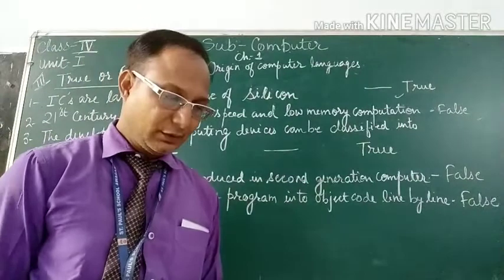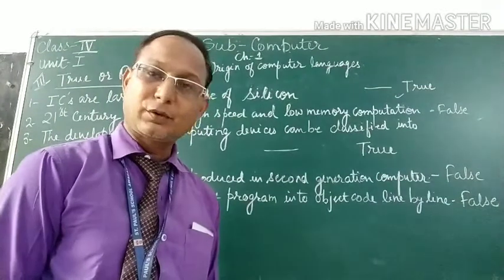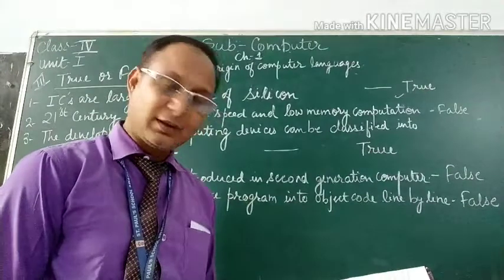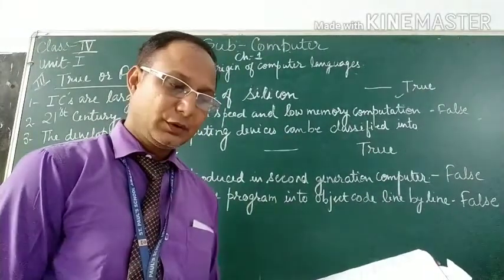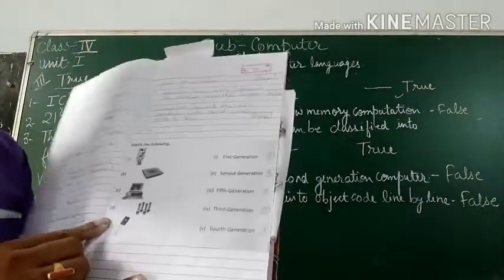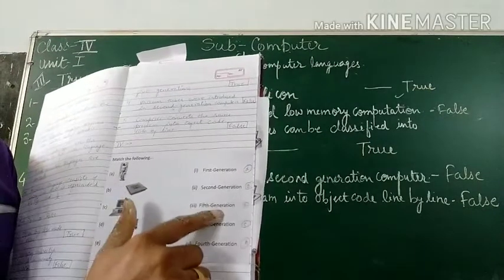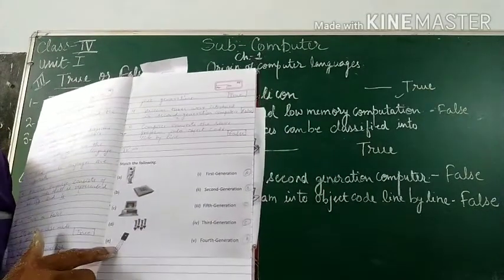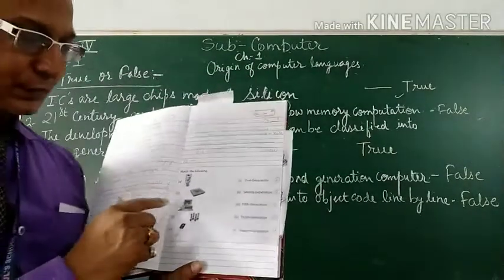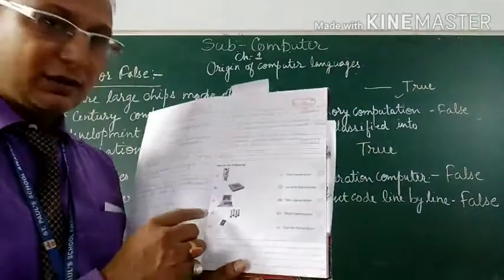Now students, look at the fourth exercise given in your book. That is match the following. Do it in your book as I am explaining to you. Okay? Now see, like this. This is part 1, this is part 2. In this, some pictures are given. In this, some generations are explained. In this, you have to match the pictures with the generation. So how will you do it?